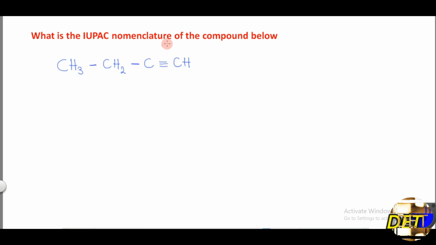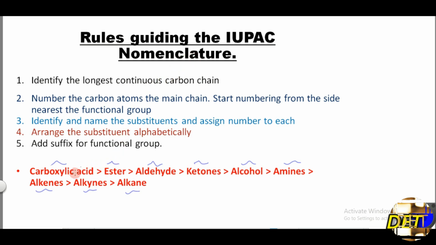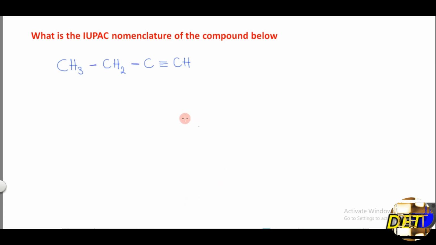So the triple bond is of priority, and it is the alkyne. Alkynes come before alkene. Alkyne is the triple bond. Alkane is the single bond. Alkene is the double bond. So the double bond is given more priority than the single bond, and the triple bond is given more priority than the double bond in IUPAC nomenclature.